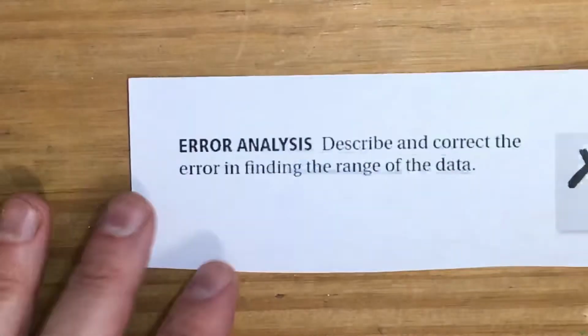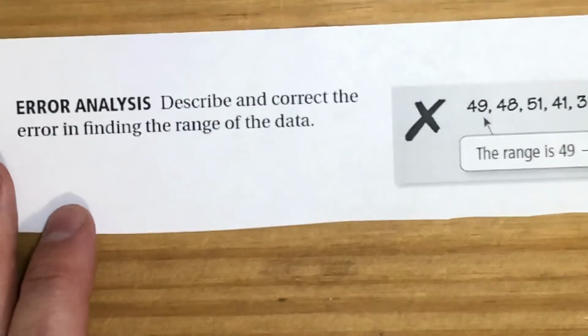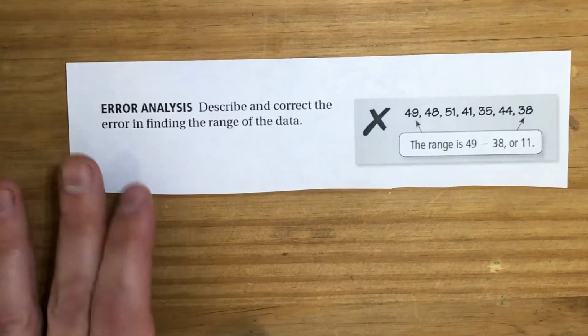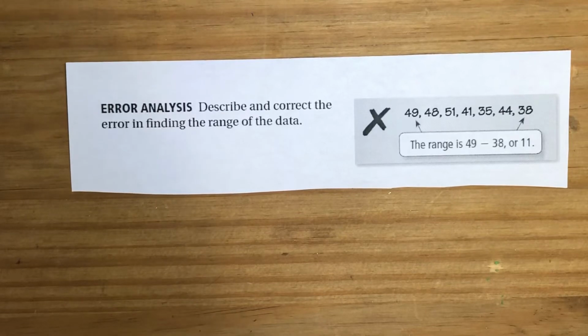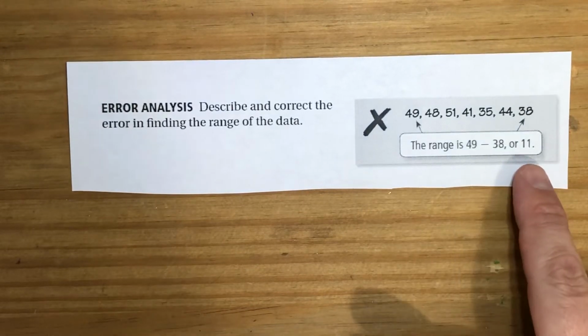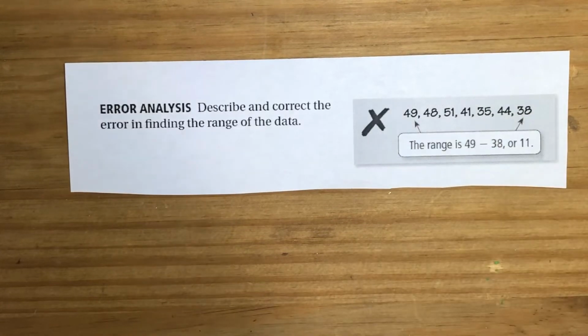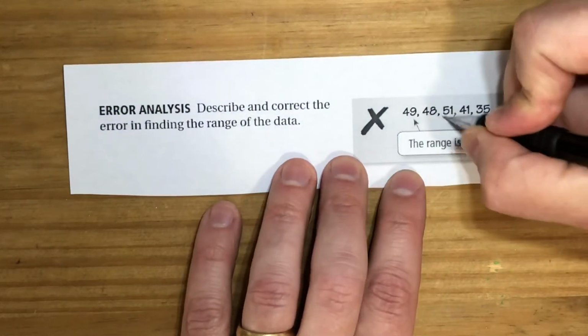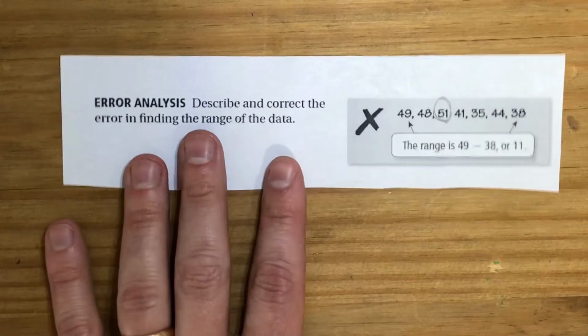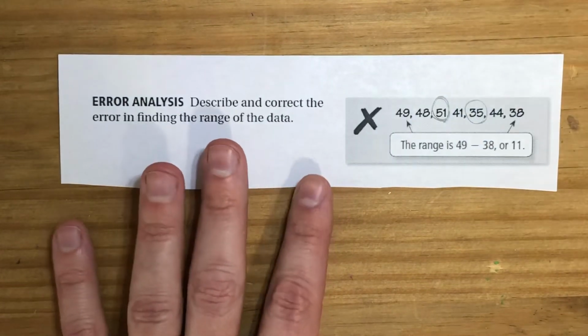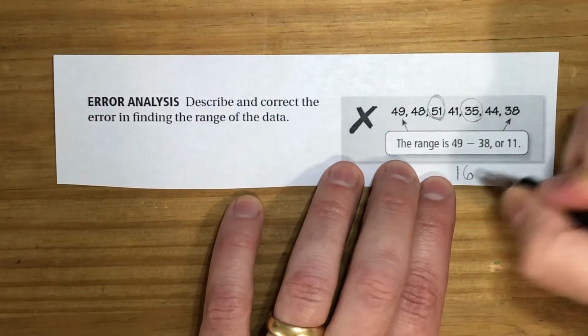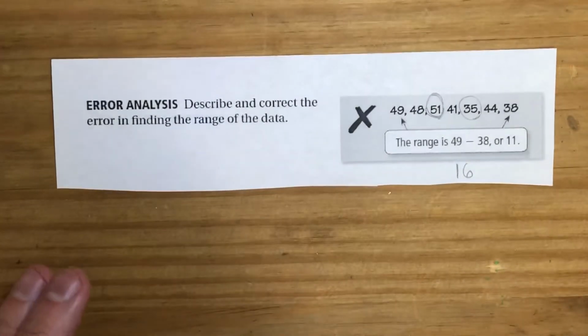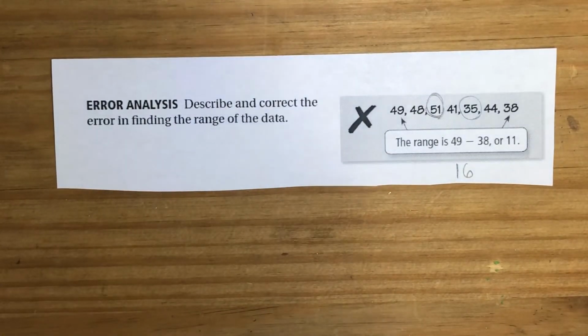Now I have an error analysis question for you. I have this here because this is a very common mistake students make. They say the range is 11 because they subtracted 49 minus 38. Hopefully you would all realize the mistake they're making is they forgot to put the numbers in order. They forgot to identify the largest value and the smallest value. The largest value is 51 and the smallest value is 35, and as a result, their range should actually be 16.